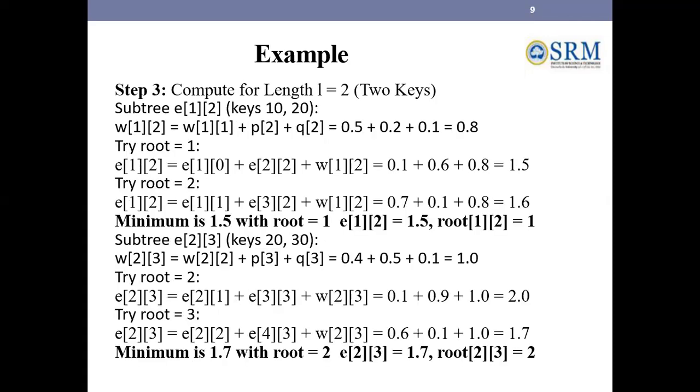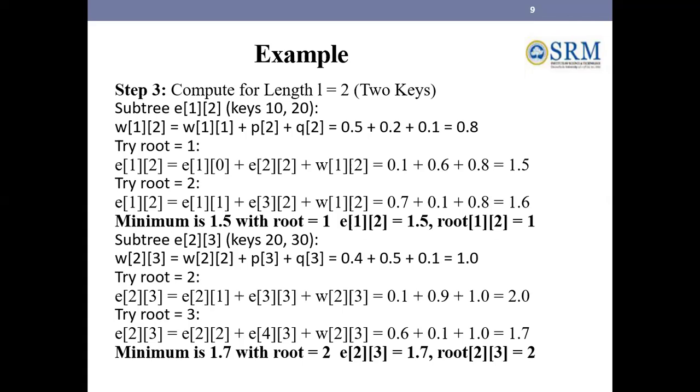We are taking length 2. We are taking 2 keys. First 2 keys, 10, 20, then 20, 30. So we are taking every 2 keys to decide which will be the root node. So that is the range. E of 1, comma 2 means from 1 to 2. That is from first to 1 and 2.